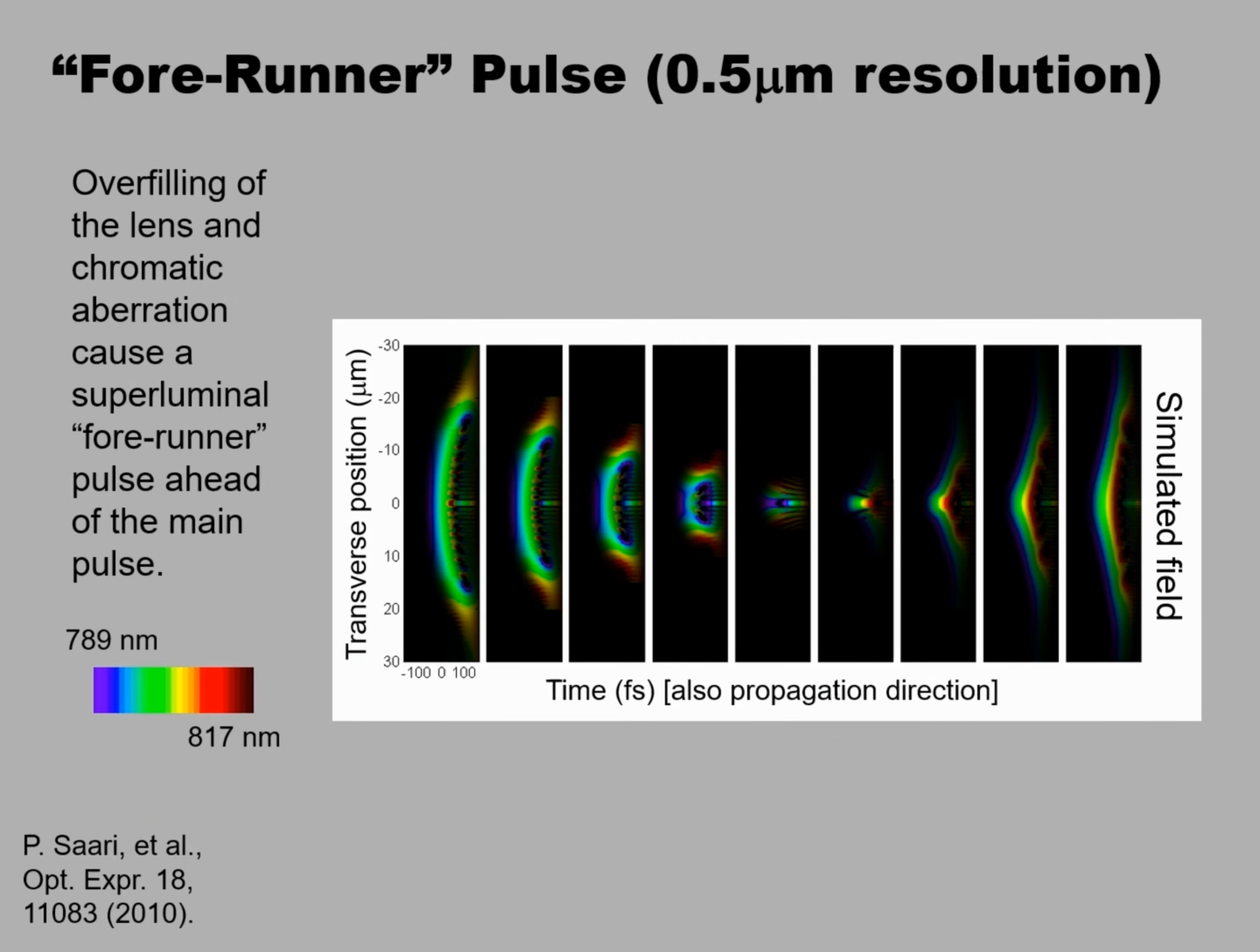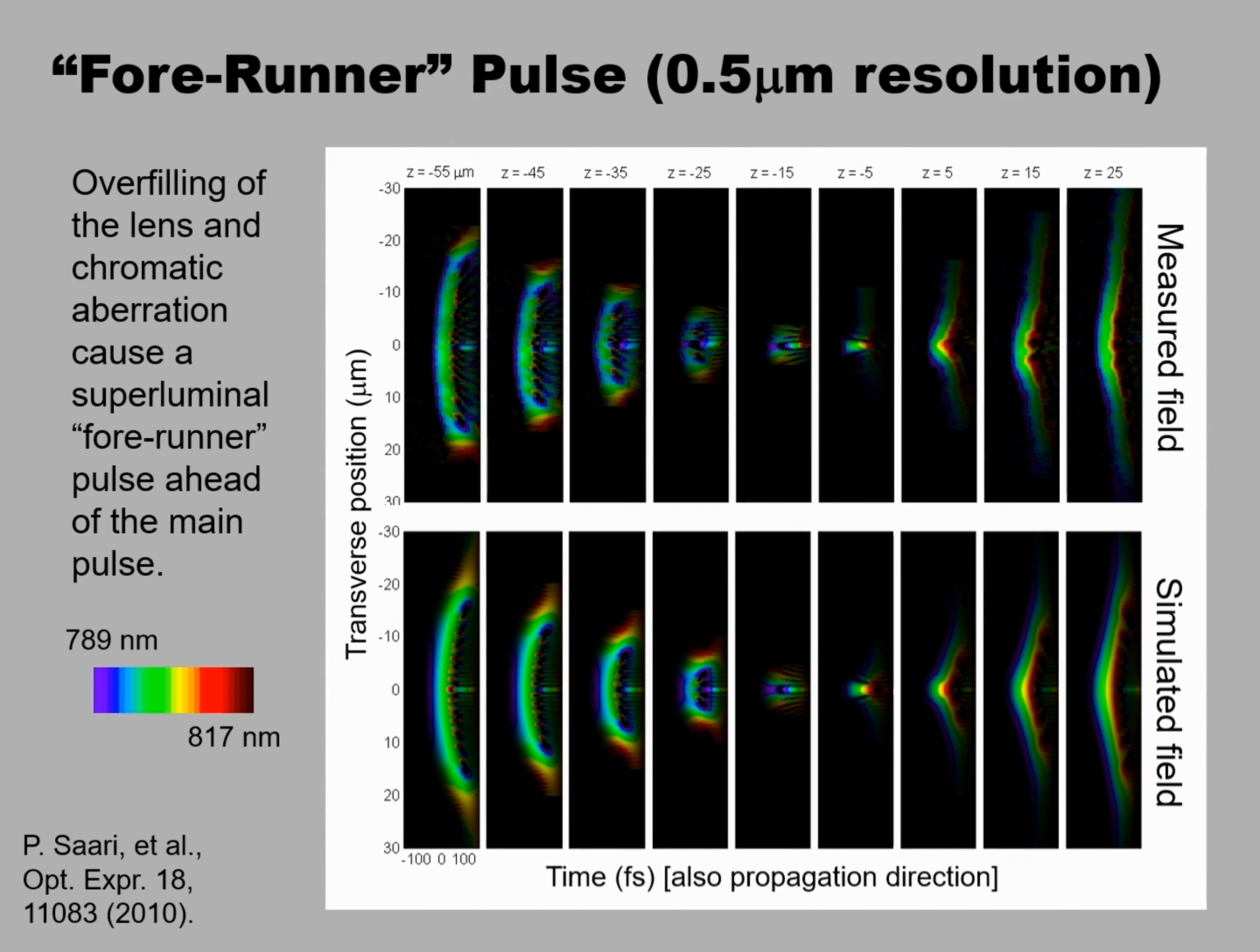Theory also predicts that overfilling a lens with an ultra-short pulse should yield complex structure at the focus, including a so-called forerunner pulse. And here we see that SEA TADPOLE confirms this result as well.